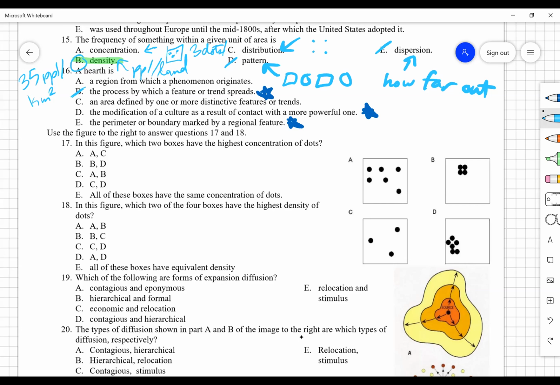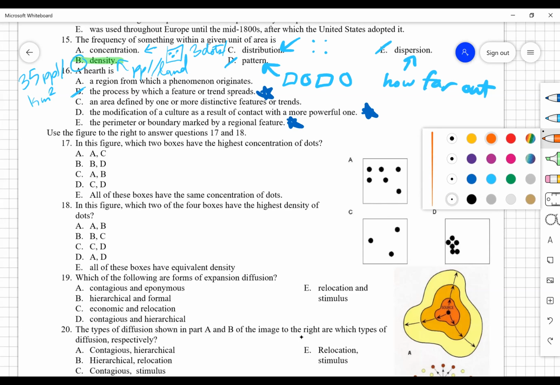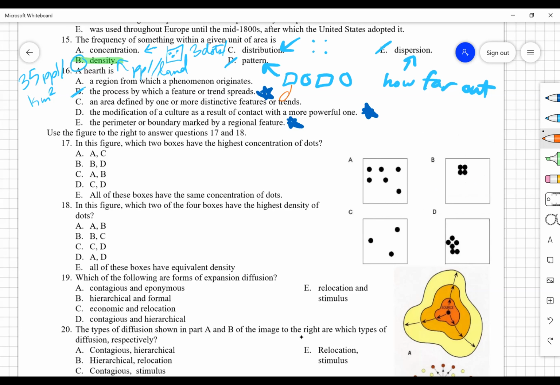So we gotta remember our vocab words in APHUG, and when you learn them, it's super important because later in the course, it's gonna focus on applying these vocab words. So that's diffusion. So D, the modification of a culture as a result of contact with a more powerful one. No. So this one you're gonna see in Unit 3, so I'm not really gonna go into it much, but this is syncretism.